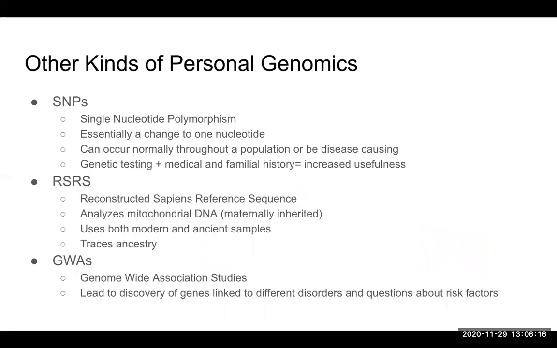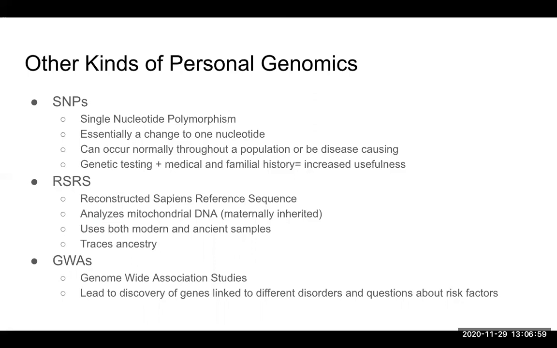Next slide, please. Okay, you can use all of these different kinds of methods to study personal genomics or genetics even further. SNPs are single nucleotide polymorphisms, and they're essentially a change to one nucleotide. These can occur normally or benignly throughout a population, or they can be disease-causing, occurring in an individual or small group of individuals. And genetic testing yields the best results and has the most usefulness for making future health decisions when it can be applied with someone's individual medical and family history.